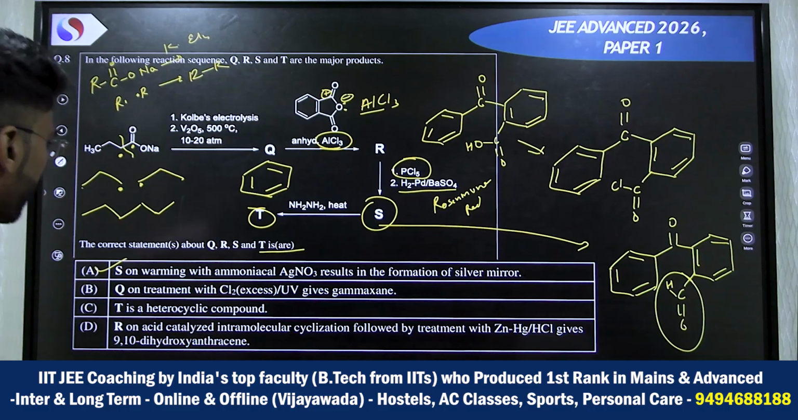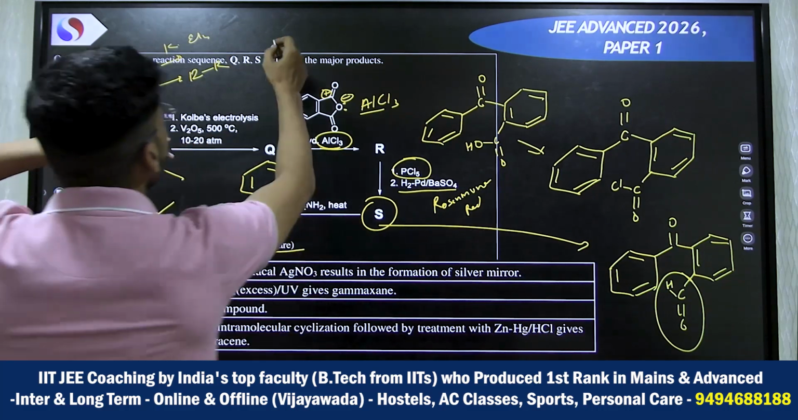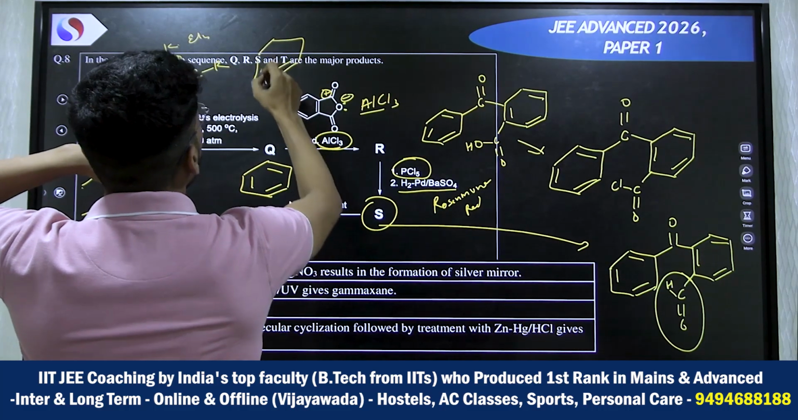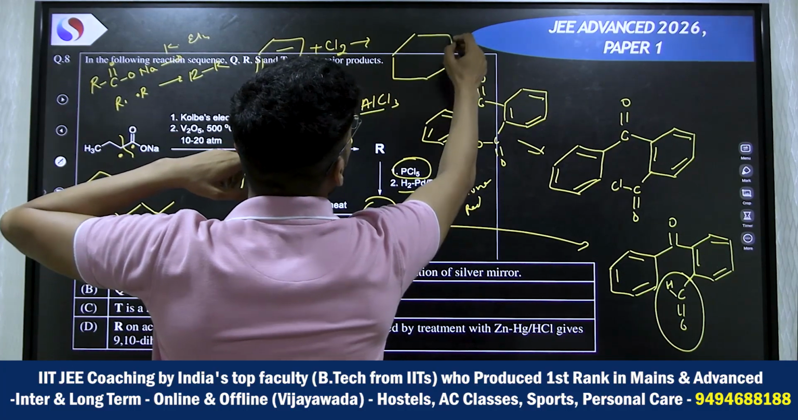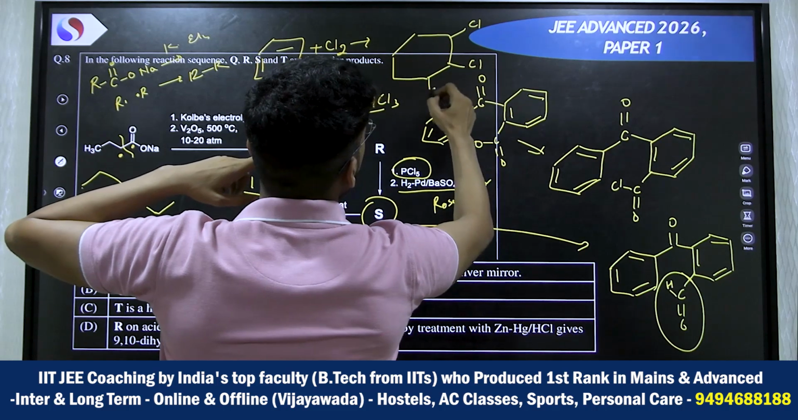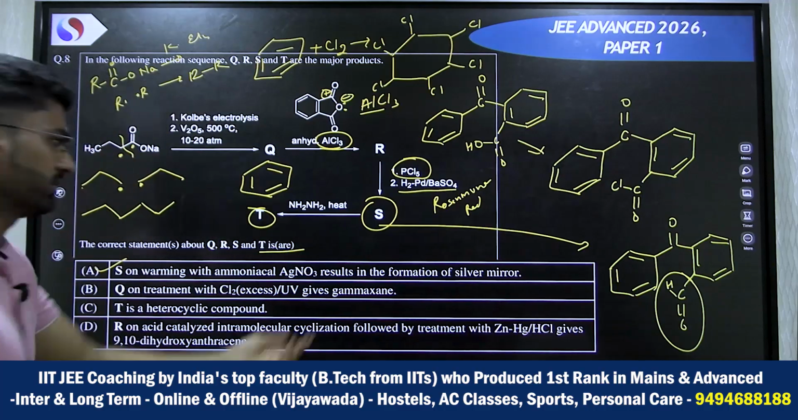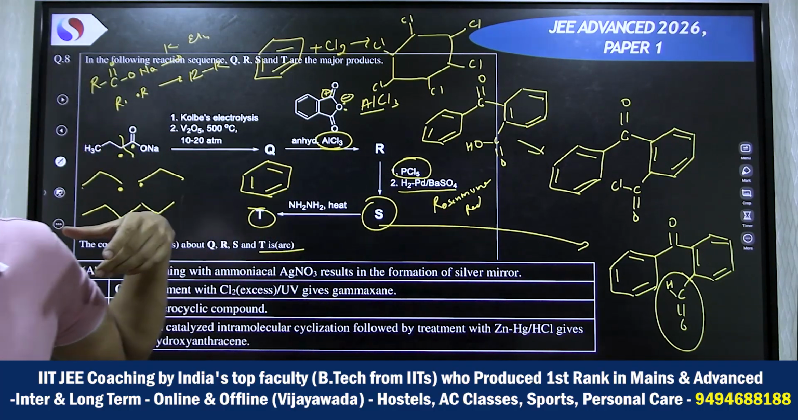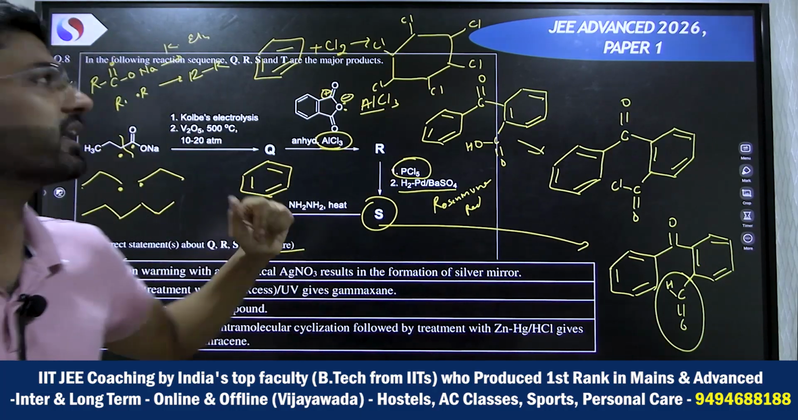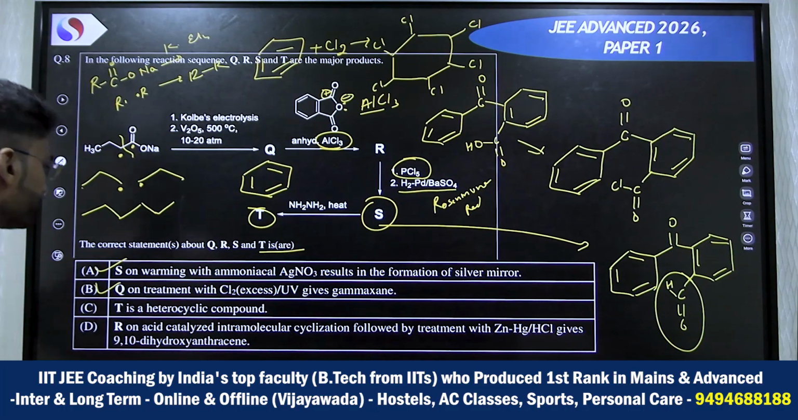Q on the treatment with excess of Cl2 in the presence of light gives gamma hexane. What is Q? Okay, Q is the benzene. If I react this with chlorine, what will it form? BHC, benzene hexachloride. What are the other names of benzene hexachloride? Gamma hexane, lindane also you can say. There are so many names of this gamma hexane, so B is also correct.